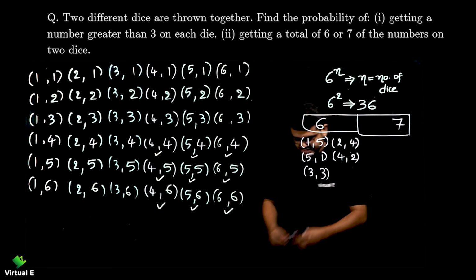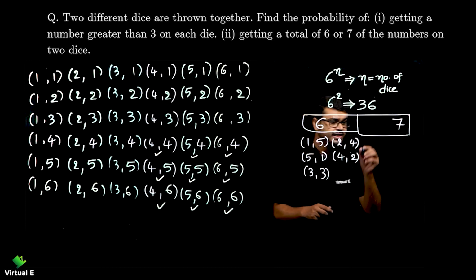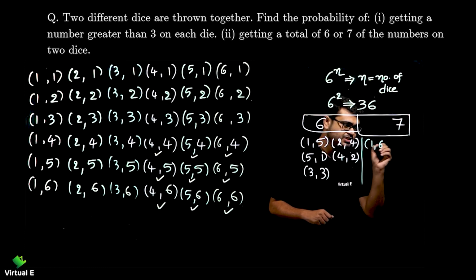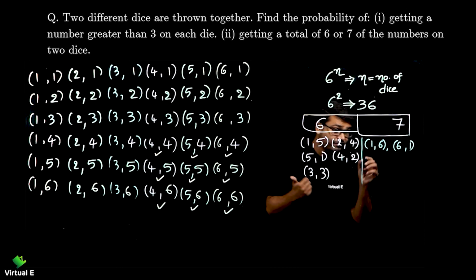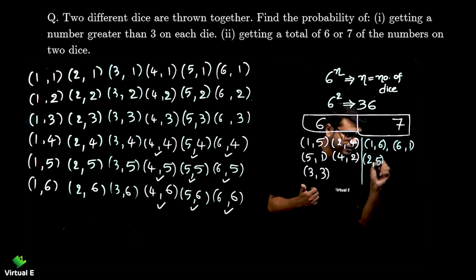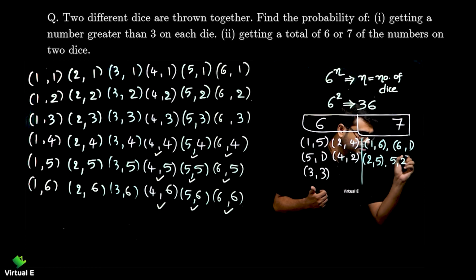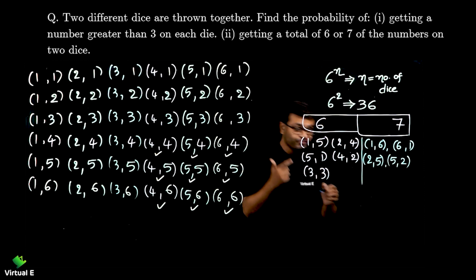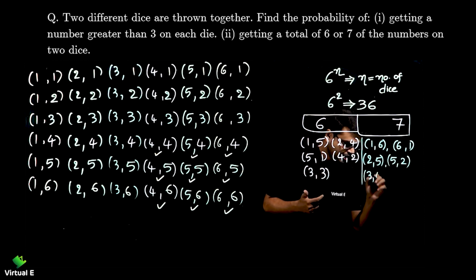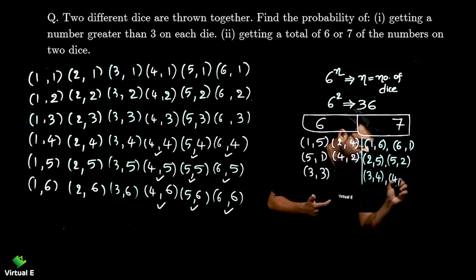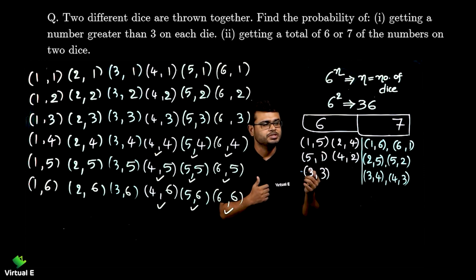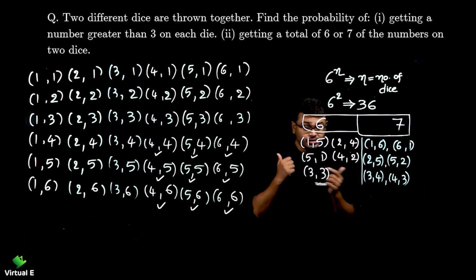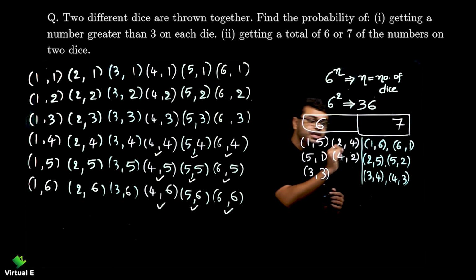Let's do it for the 7. For the 7, again let's start here. That is 1 and 6. Next is 6 and 1. For 2, yes, 2 and 5 we can take. 2 and 5 and 5 and 2. Then 3 and 4 and 4 and 3. Now 5 and 2 is taken. Okay, 6 and 1 is also taken. That's it. Okay, so here we need to count the outcomes in each case.